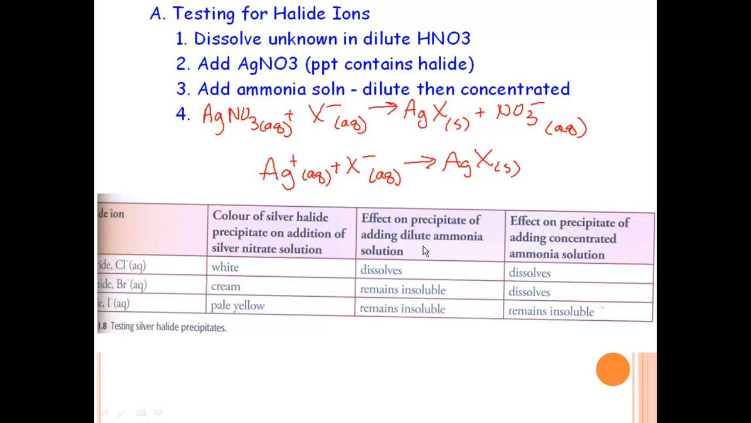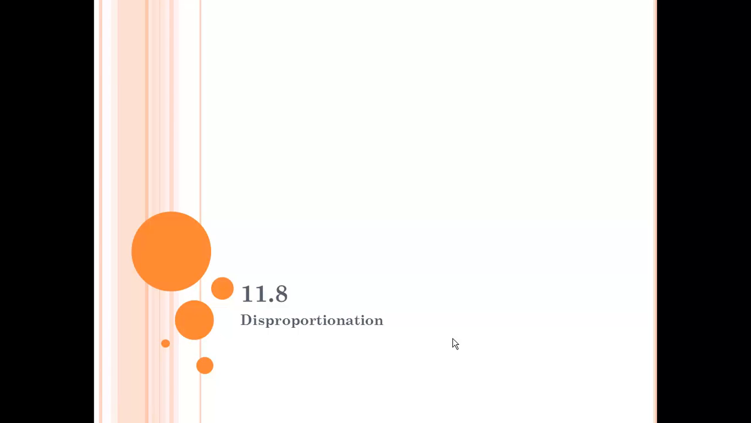And then you can see how other reactions will occur to determine which halide you have. A dilute solution of ammonia will only dissolve silver chloride. A concentrated solution will dissolve both the silver chloride and silver bromide, but the silver iodide will still remain insoluble. So it's a good way to determine different halides, by color and then other reactions.